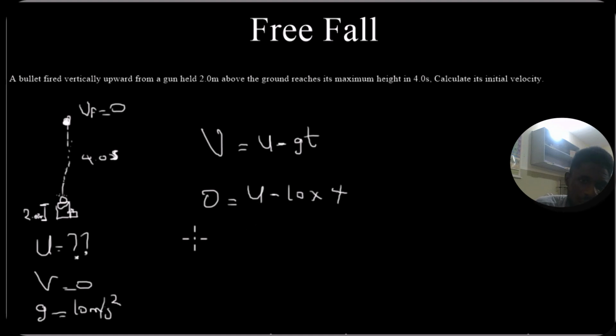Okay, u goes to the other side, we have minus u. So minus 10 times 4, that's minus 40. And then finally, divide both sides by negative 1. We know that u must be equal to 40 meters per second. And this makes sense because you can see that my bullet is going upward, so definitely it has a positive value.